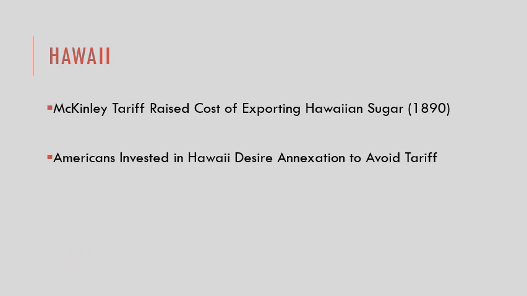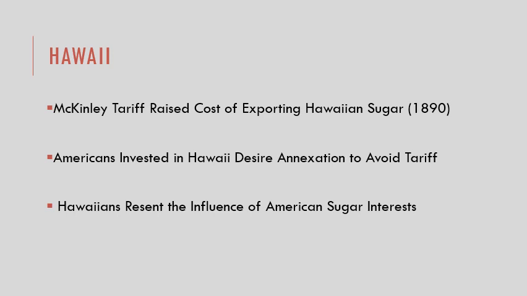One of the first issues with Hawaii springs out from the McKinley Tariff in 1890, which raised the cost of exporting sugar from about 38% to almost 50%. This angered sugar exporters in Hawaii. They invested their money in Hawaii, and since Hawaii was not part of the U.S., they desired to make it part of the U.S. to avoid the tariff. McKinley will later become president in 1897.